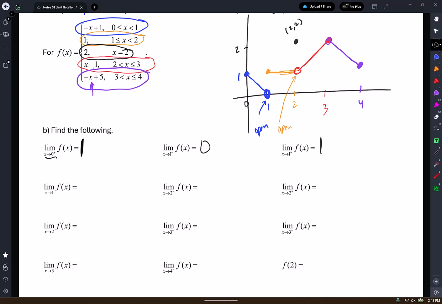Ready, Goda? Notice this one just says 1. So limit as x approaches 1 from the left is 0. Limit as x approaches 1 from the right is 1. If I don't have a plus or a minus, that means I have to make sure that these two agree. Do they agree? So what am I going to say for this one? Does not exist.